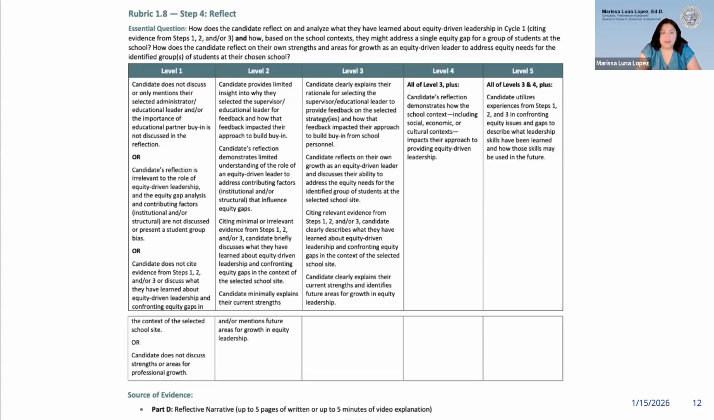Then they need to reflect on their own growth as an equity-driven leader and discuss their ability to address equity needs. Now, this might be an opportunity for some of them to say, yeah, I was really shocked at this. I did not think that this was what our campus looked like. I did not understand that this one group of students or a subset of students were performing at a different rate than their peers. And it was shocking to me. I was surprised. I didn't really realize it, and I also recognize that I might be part of the issue.